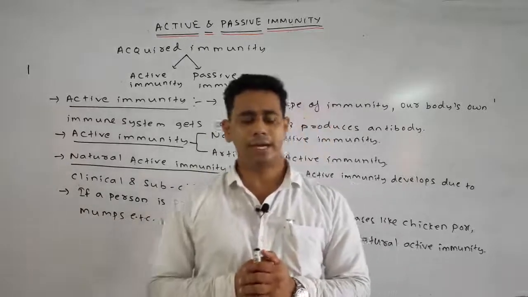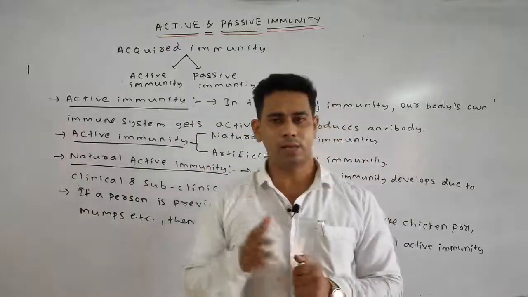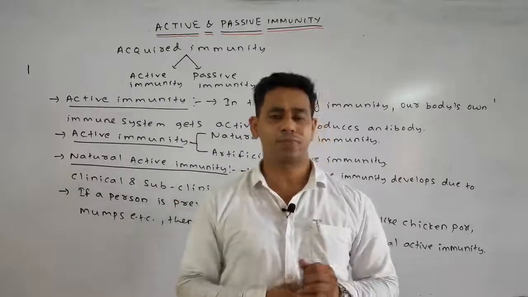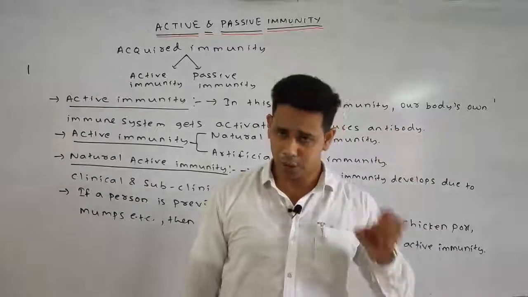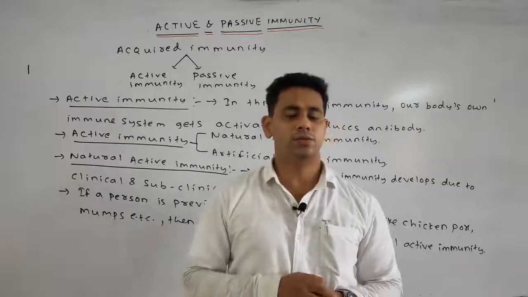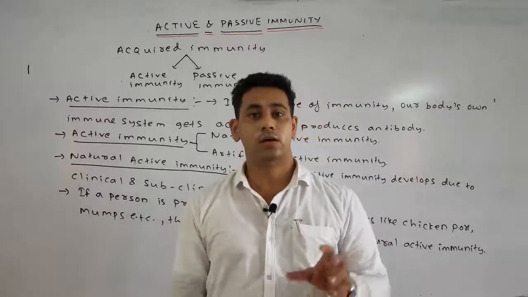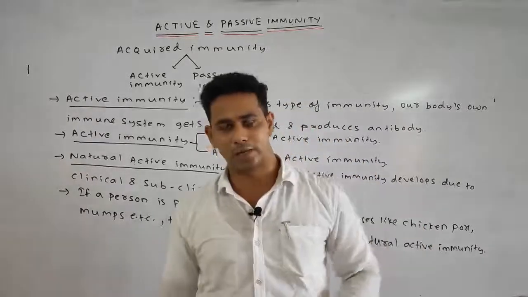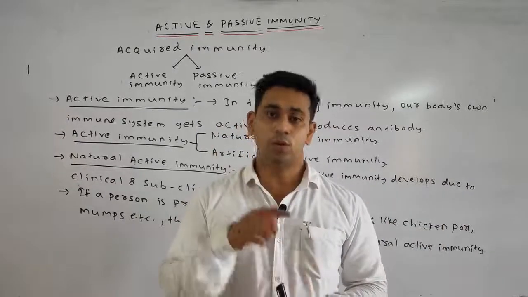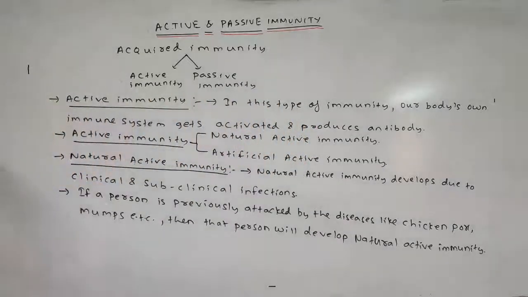Further, the active immunity is divided into two types: the natural active immunity and the artificial active immunity. In the case of the natural active immunity, the immunity is developed due to clinical and subclinical infection. And second point, if a person has previously been attacked by a disease like chickenpox or mumps, etc., then in that case also that person will develop the natural active immunity. Okay, please note down.